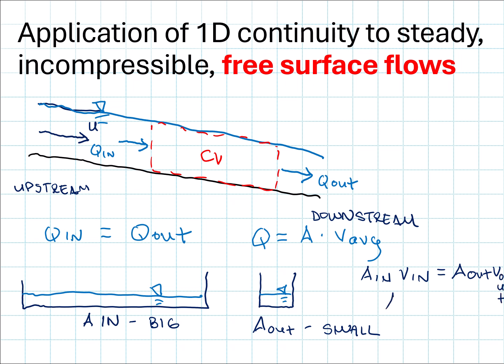Since I know that the cross-sectional area coming in is bigger than the cross-sectional area going out, I can then make a conclusion also about the comparison of the flow speed going in versus out. What do you think is going to happen? Is the flow speed coming in going to be bigger than the flow speed going out, or vice versa? Well, we know that the flow speed coming into my control volume has got to be smaller than the velocity going out because of the change in the cross-sectional area and the need to maintain conservation of mass as Q in equals Q out.